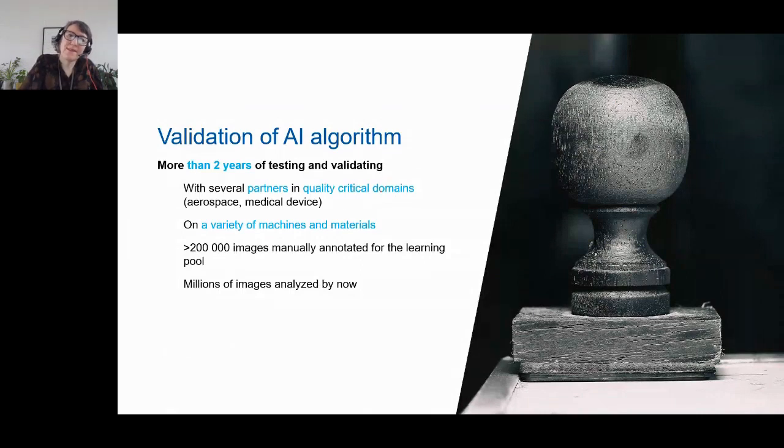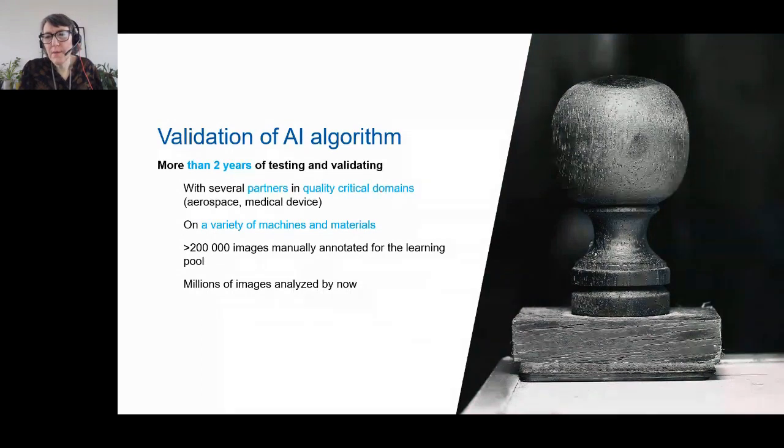We have been doing testing and validation over a period of more than 2 years. We cooperated there with several partners, so external users, typically in quality critical domains like aerospace and medical device companies. In this, you already know, when you can please two of the most demanding industries, then you're pretty sure you're okay for all the other industries as well. So when doing so, we also tested images from a variety of machine brands and types, also with different materials, because that often gives a different type of color.